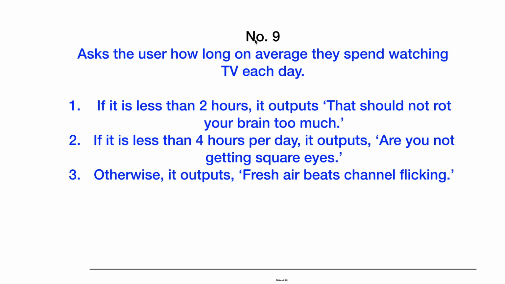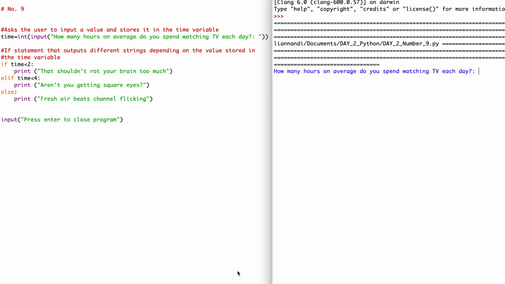Now we're writing a program for number 9, which asks the user how long on average they spend watching TV each day. Case 1, if it is less than 2 hours, the program outputs, that should not rot your brain too much. 2, if it is less than 4 hours, the program outputs, are you not getting square eyes? And 3, otherwise, the program outputs, fresh air beats channel flicking. Okay, here is a solution to number 9.